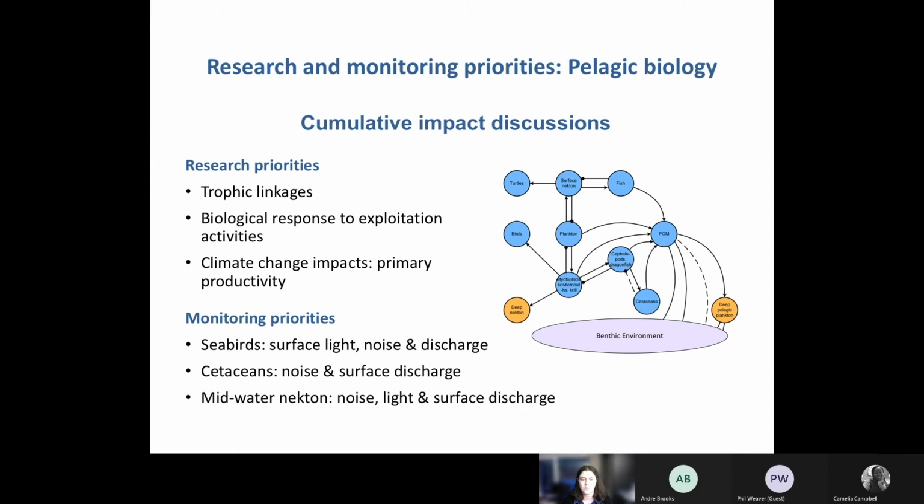Priorities here are ones where we would need this sort of information to improve the cumulative impact modelling activities that were undertaken and refine those. In terms of the monitoring priorities, I've listed a few here where ecosystem components were deemed likely to have a negative response to various exploitation pressures. So, for example, seabirds in their reaction to surface light, noise, and discharge, whales and dolphins in their reaction to noise and surface discharge, and also midwater nekton, again, reactions to noise, light, and the surface discharge.